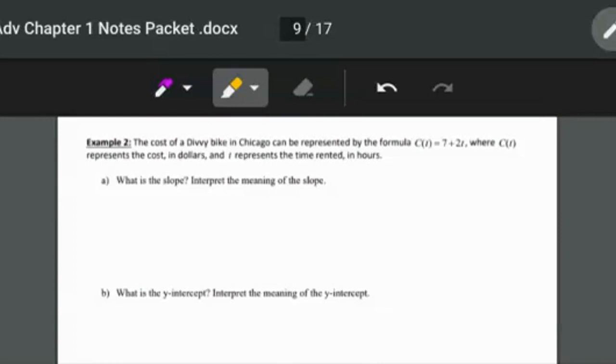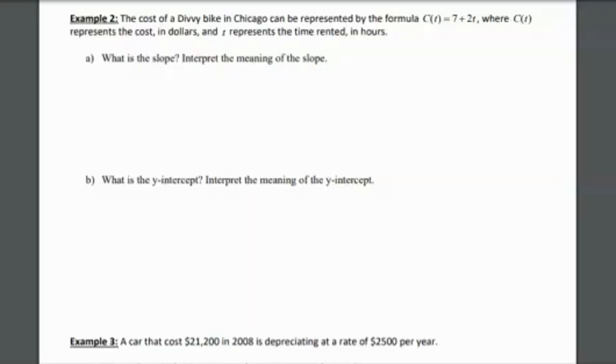All right, let's take a look at example 2. A Divvy bike in Chicago can be represented by the formula C of t equals 7 plus 2t, where C of t represents the cost in dollars and t represents the time rented in hours. So I'm not sure if you guys have seen these Divvy bikes. They're those blue bikes that are on random street corners in Chicago, and you can pick them up, ride them, and drop them off at another station to get around.